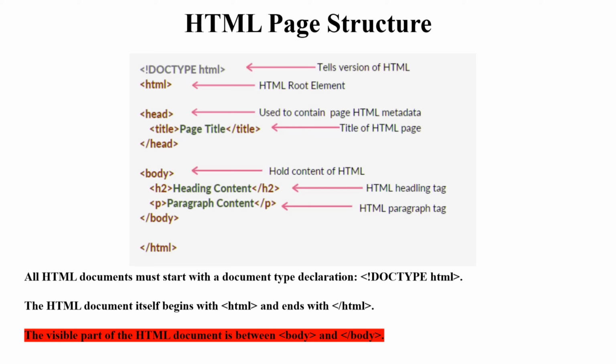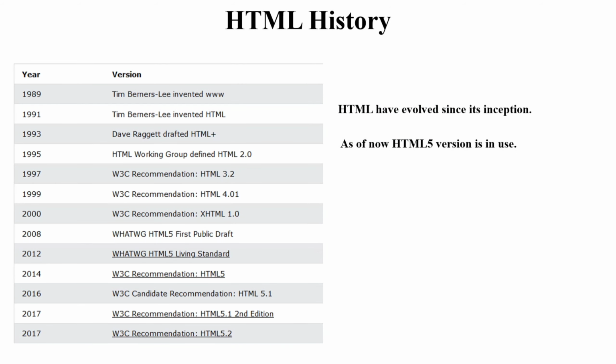Coming to HTML page structure, all HTML documents must start with a document type declaration. The HTML document itself begins with HTML within angle brackets and ends with /HTML within angle brackets. The visible part of the HTML document is between the body tags. HTML's earliest inception was back in 1989. Since its inception, it has evolved significantly. As of now, the HTML5 version is in use.